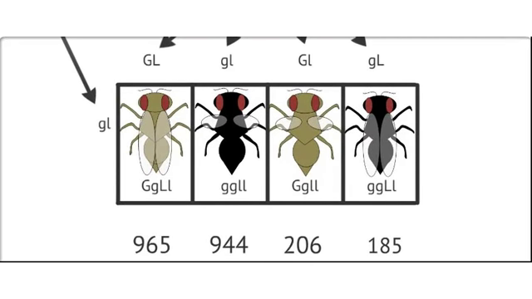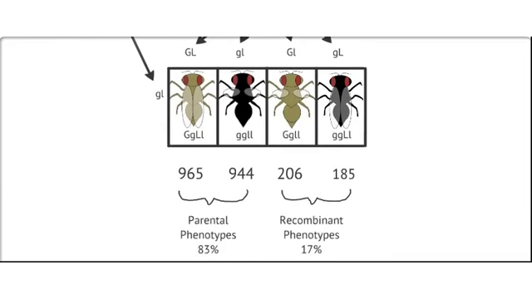While Morgan did see the 4 phenotypic combinations, their numbers were not equal. He saw far more offspring that had both dominant traits or both recessive traits than he did having one dominant and one recessive trait. In fact, 83% of the offspring look like one of the 2 original parental lines, while only 17% of the offspring had a recombinant combination of phenotypes. This is different than the independent assortment which Mendel saw in his pea plants.